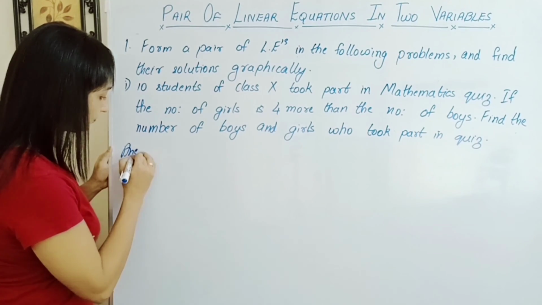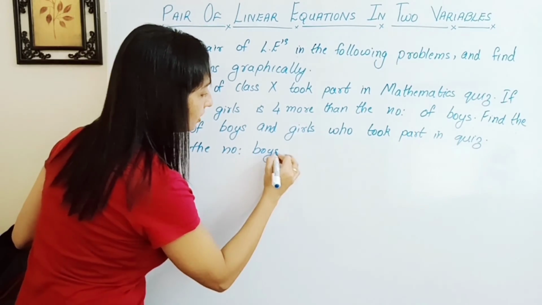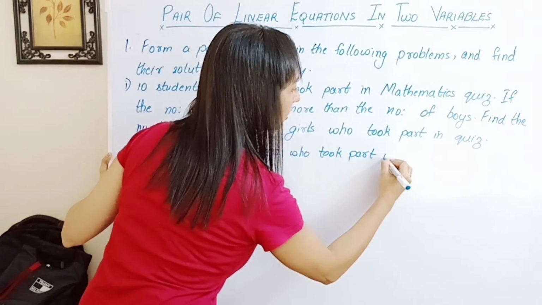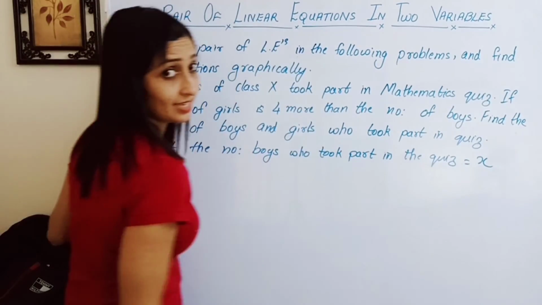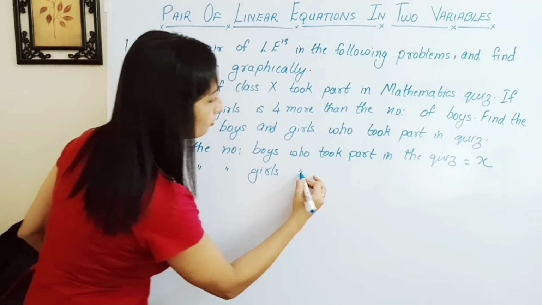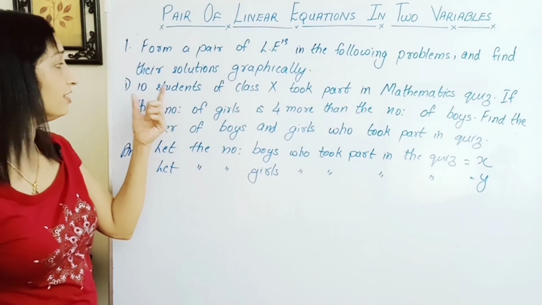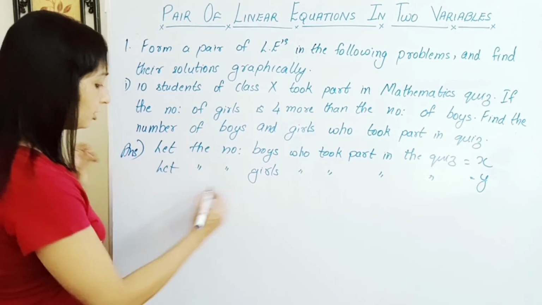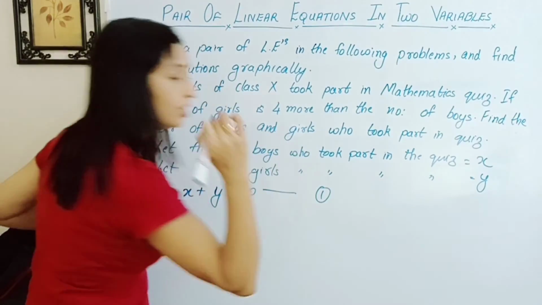So what is the first step to find out the pair of linear equations? So answer: let the number of boys who took part in the quiz be x. Then let the number of girls who took part in the quiz be y. Then what is the condition given? 10 students of class 10, that is girls and boys together form 10. So our first equation is x + y = 10. This becomes the first equation.